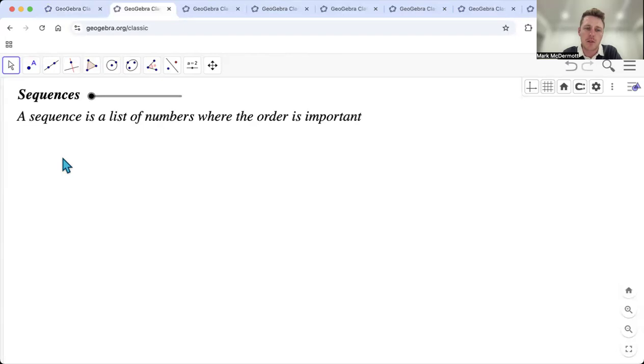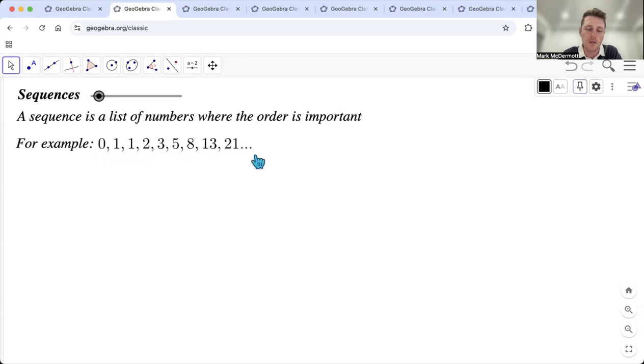Let's begin with what is a sequence. A sequence is a list of numbers where the order is important. You'd be familiar with sequences from primary school where they ask you to fill in the next number. If we look at this sequence here, it goes 0, 1, 1, 2, 3, 5, 8, 13, 21, and so on. Pause the video, have a think about what the sequence is and what comes next.